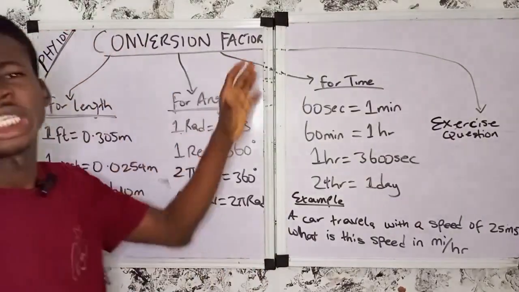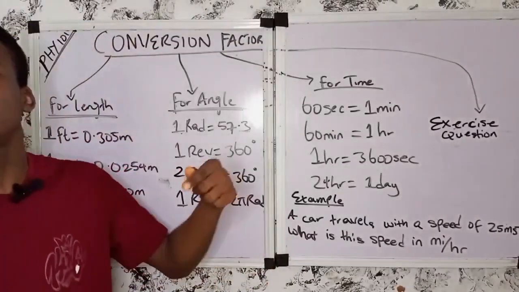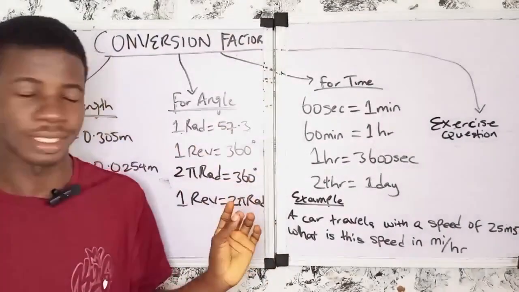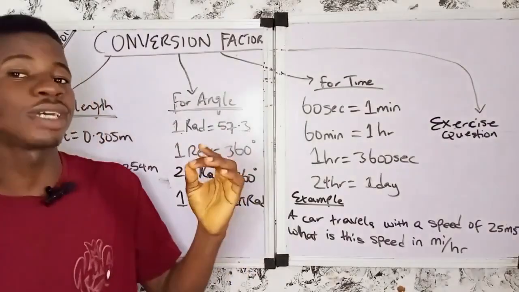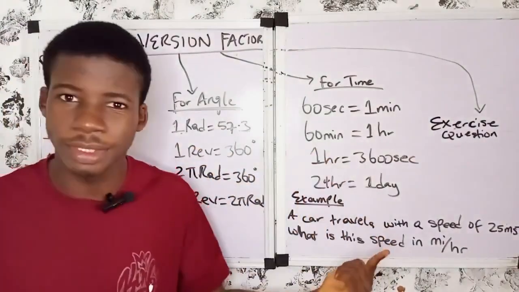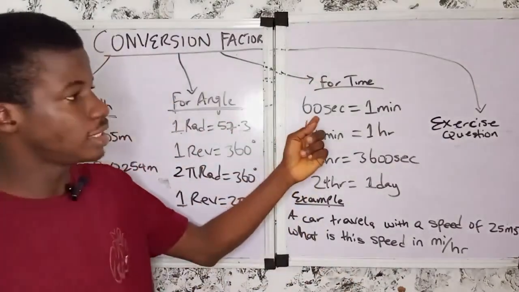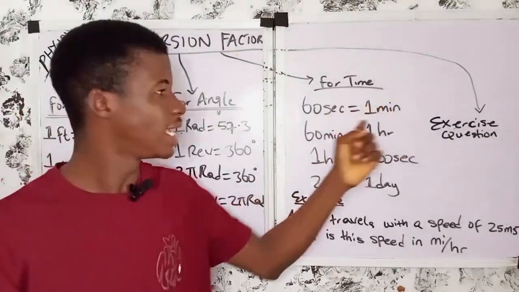Conversion factors are used to convert a unit from one system to another unit in another system. Now let me use time for an example, because 60 seconds equals 1 minute.